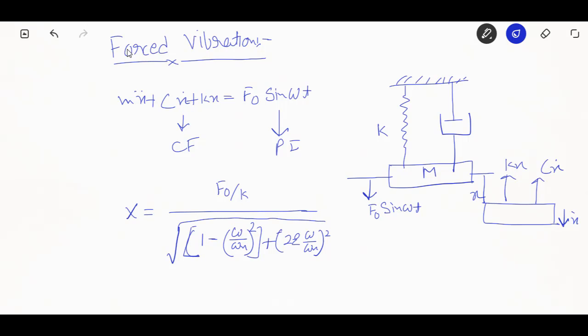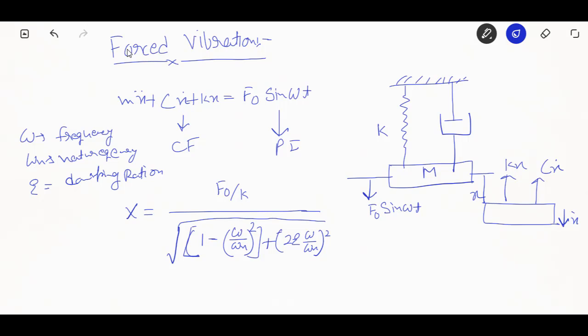Now what does it signify? I hope the notations are clear. Omega is the frequency with which the system is vibrating, and omega n is the natural frequency. Another term is xi, which represents the damping ratio. F naught and k have their usual meaning.